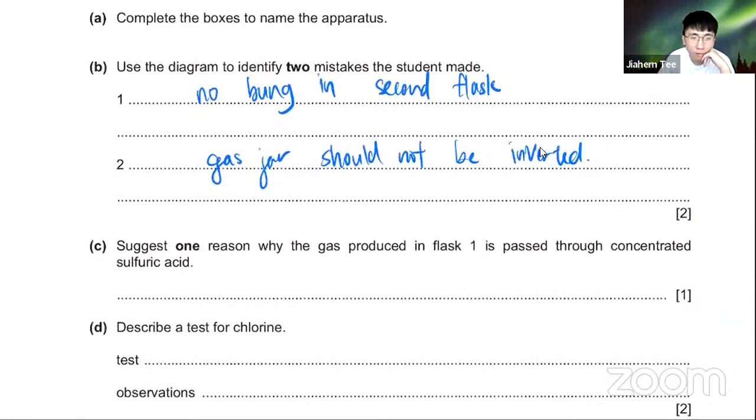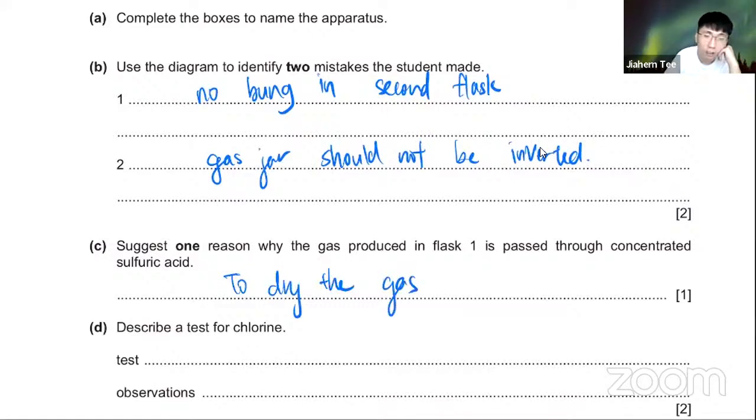Okay, then if you go down, suggest one reason why the gas produced in flask one is passed through concentrated sulfuric acid. So just like I mentioned, this is to dry the gas. Okay, because you want to collect a dry chlorine gas. So, to dry the gas.